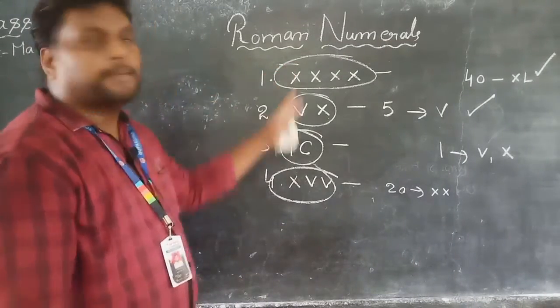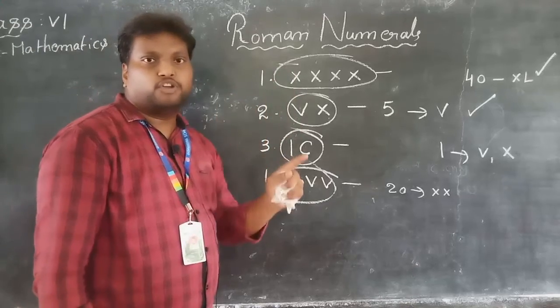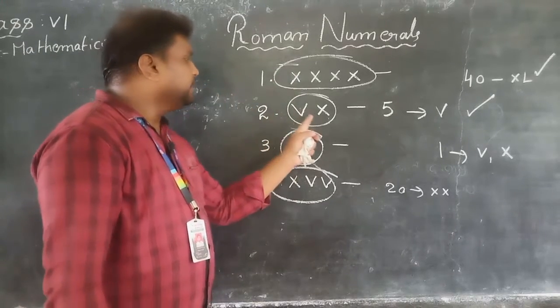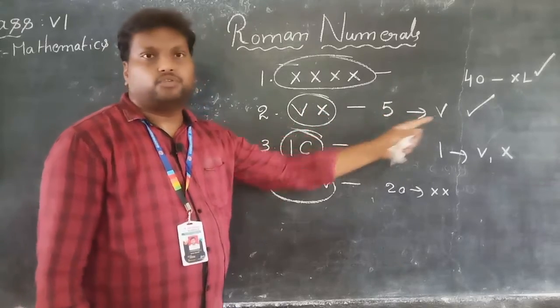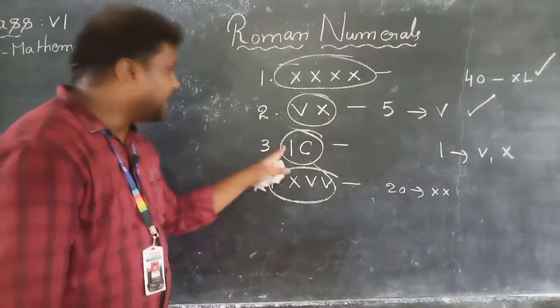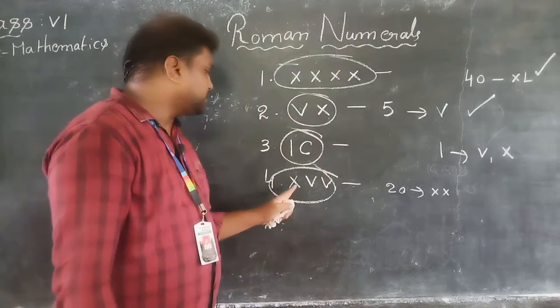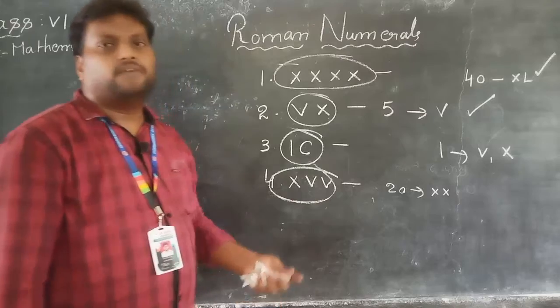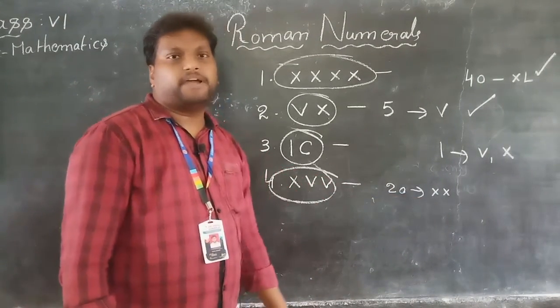Don't use this type of Roman numerals. Why? Because according to the rule, we have to use any Roman numeral 3 times only, and the 5 value here directly we have the value, no need to do special operations again, and I can subtract from only X and V only. Next, XVV. VV means 5 plus 5. 5 plus 5 is nothing but 10. 10 we have to use directly X.